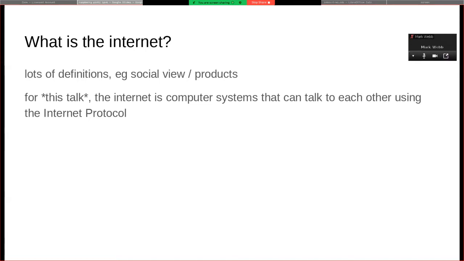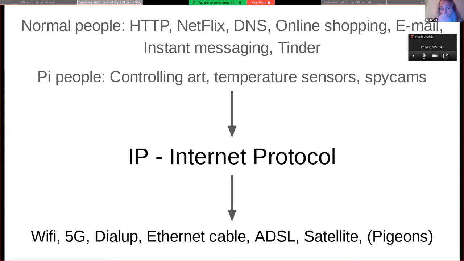So I'm going to be talking about the internet, and there's lots of different ways that you could define the internet. For the purposes of this talk, the internet is computer systems that are connected together using a thing called the Internet Protocol, which is what I'm going to be talking about. So there's things you do on the internet: Netflix, Tinder, send email, shopping.